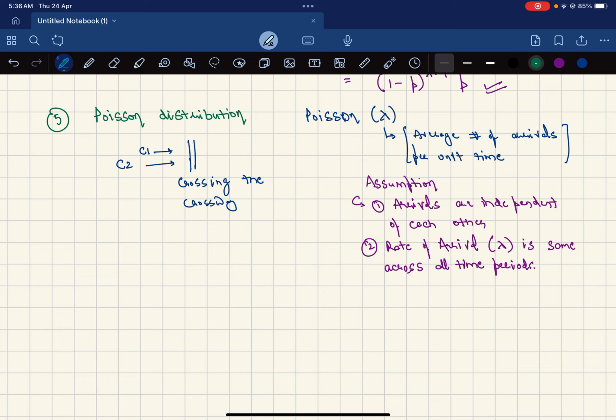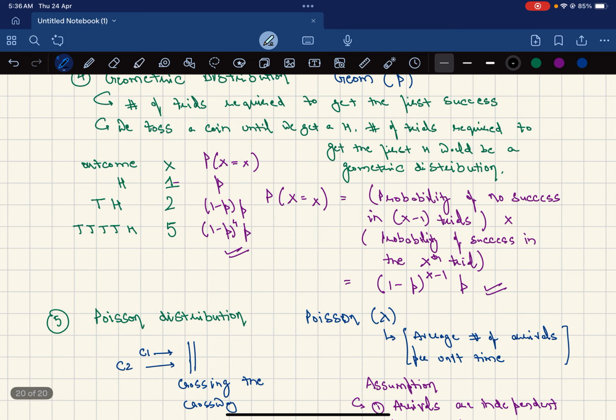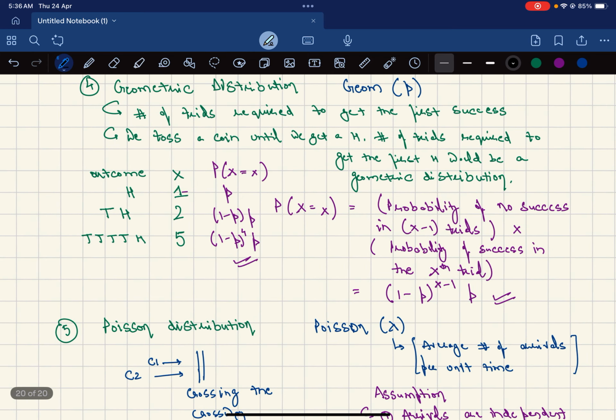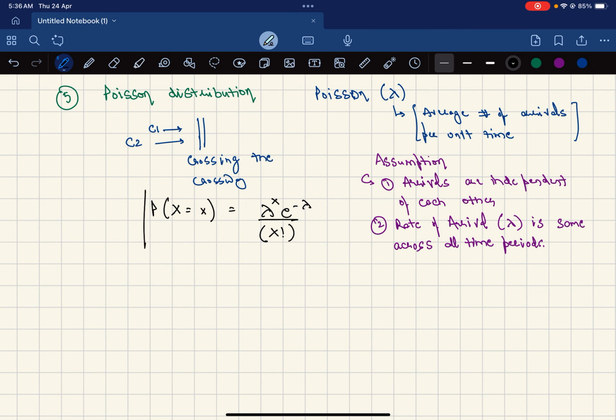Now the probability mass function for the Poisson distribution is given as P(X = x) equals lambda to the power x times e to the power minus lambda, divided by x factorial. Now, like we were able to intuitively derive the probability mass functions for the binomial distribution as well as the geometric distribution, we don't need to worry about that. In the case of the Poisson distribution, it would be better to just remember this particular formula.